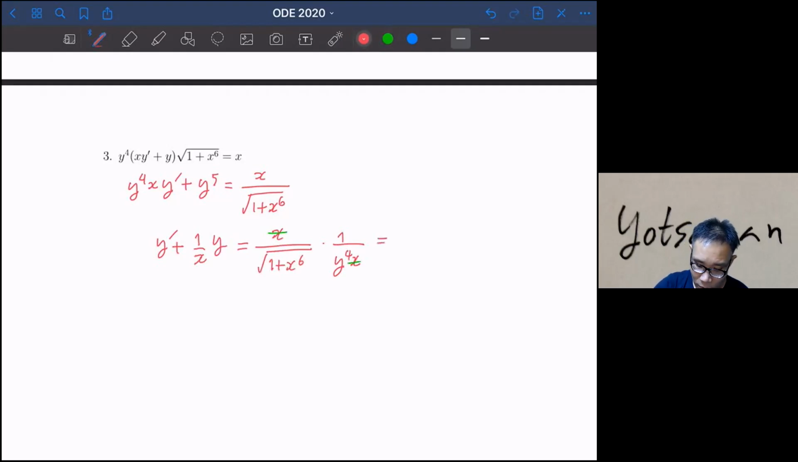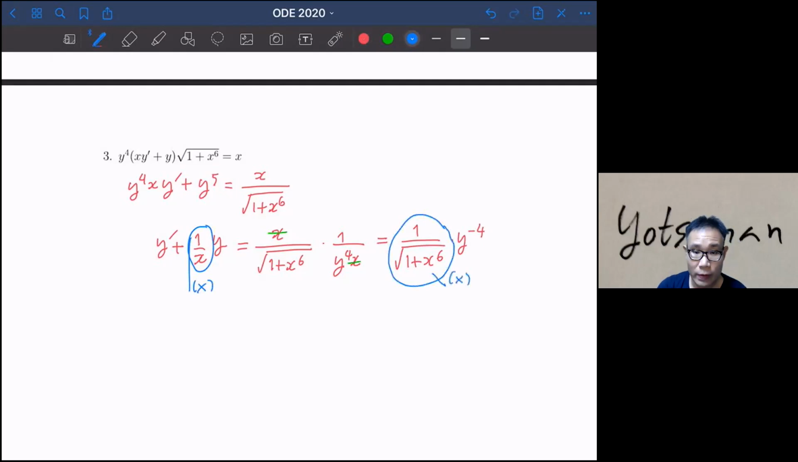So this guy will turn out to be 1 over square root of 1 plus x to the 6 times y to the negative 4. Okay, so this is a Bernoulli equation. This one will be my p(x) and this one will be my q(x), and I have n equal to negative 4. So 1 minus n will be 1 plus 4 equal to 5.